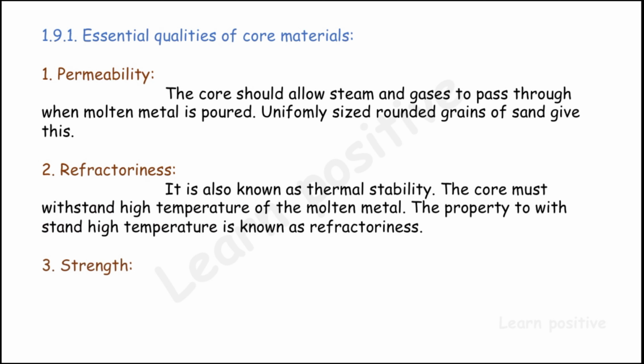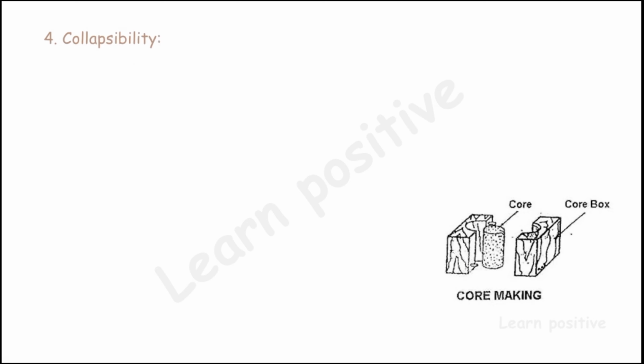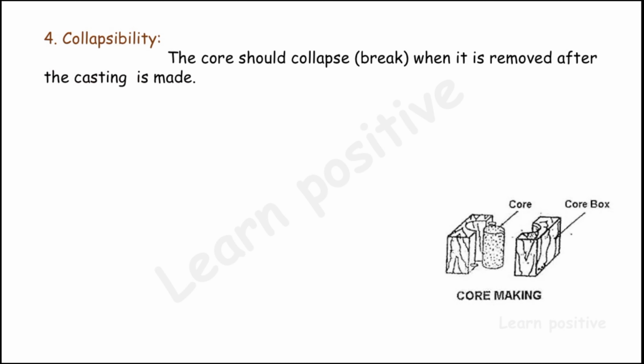The next one is strength. The core should be very strong and should not break when handled or when molten metal is poured. If the core breaks, it will not give the perfect casting. So the strength depends upon the type of binder used and the ramming done in the making of the core. The next one is collapsibility. The core should collapse or break when it is removed after the casting is made, to produce the hole or projection.